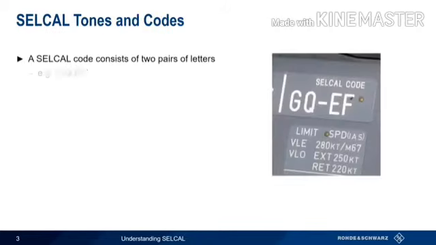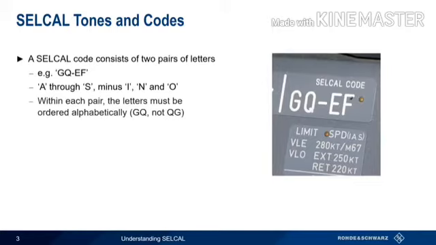A Selcal code consists of two pairs of letters, for example GQEF. This code is usually placarded somewhere in the cockpit and is permanent in the sense that the code is assigned to the aircraft, not to a specific crew, flight, etc. The permissible letters are A through S, with the letters I, N, and O being unused. Note also that within each pair, the letters must be ordered alphabetically. For example, GQ instead of QG, or EF instead of FE.